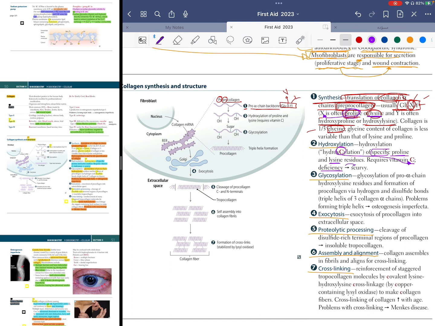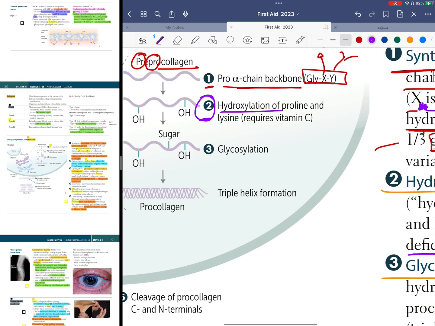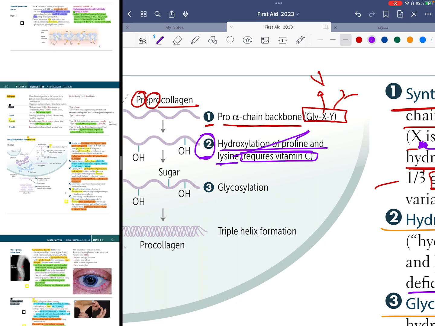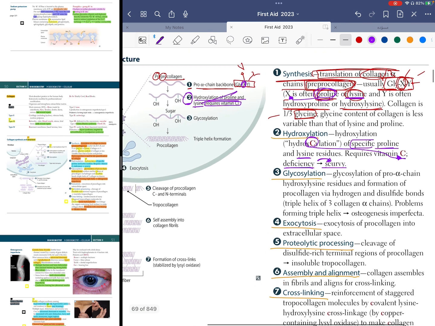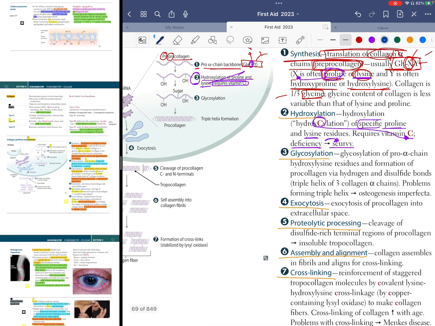Just for memorization, hydroxylation requires vitamin C. If we have a deficiency in that, then it's scurvy. That's step 2, the hydroxylation of proline and lysine, which requires vitamin C. Proline and lysine are on the X side of the pre-pro collagen. Step 3 is glycosylation of pro-alpha chain hydroxylysine residues and formation of pro-collagen, not pre-pro.